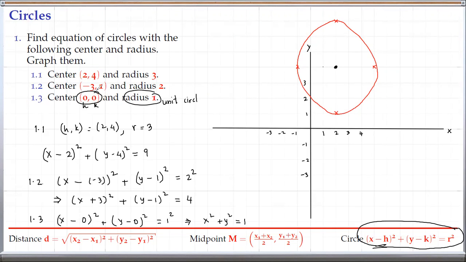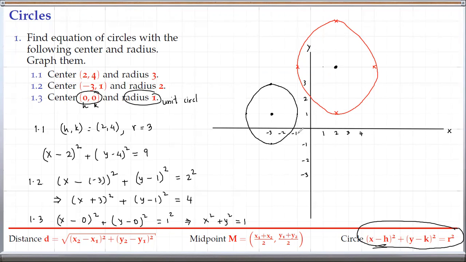For the second one, we have center -3, 1, which is right here. And the radius is 2. So it should go up to here on this side, up to here on that side, up to here on this side, and up to here on this side. So the circle for the second one should look like this one. So this is the second circle.